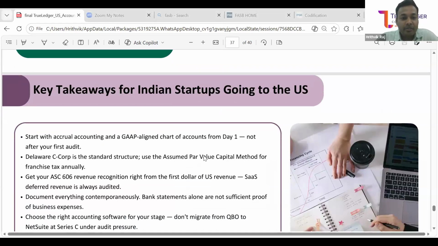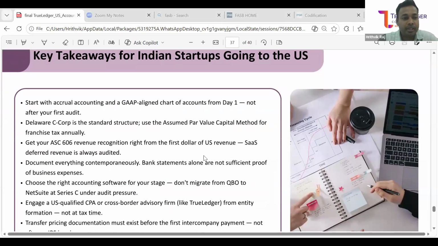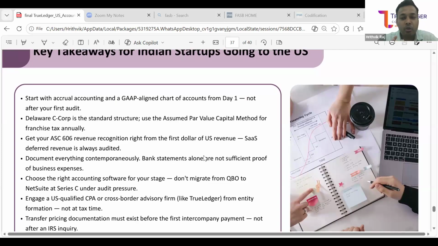Then there are certain key takeaways for Indian startups going to the US that we have discussed. We have to maintain the books of account on the accrual basis of accounting. The books should be GAAP aligned, so no deviation from GAAP. Otherwise, that will attract the regulators.